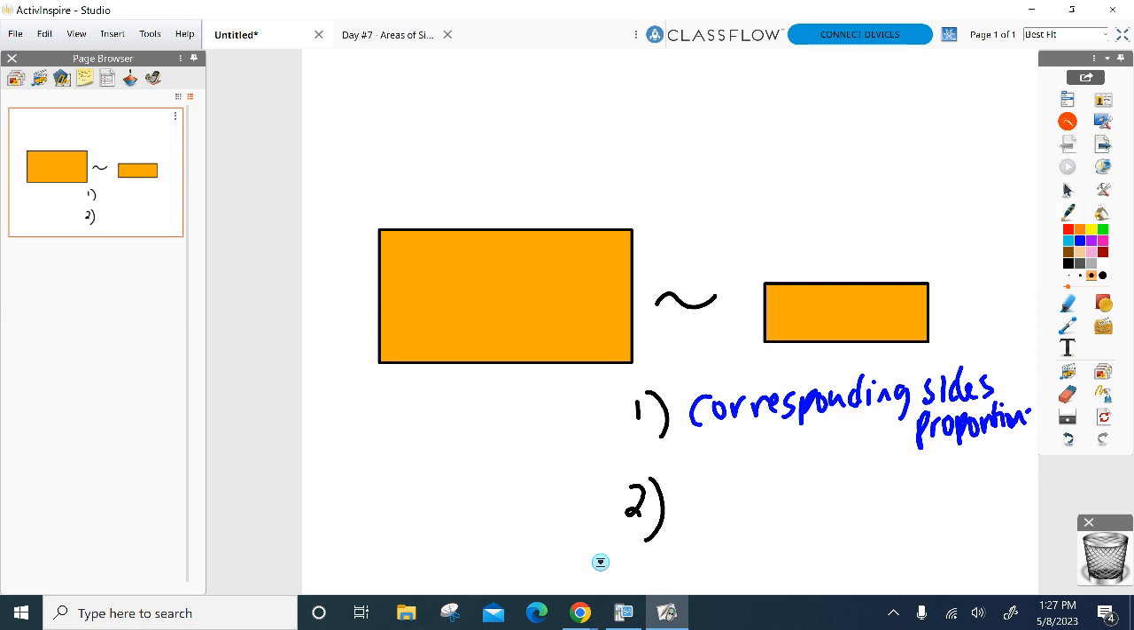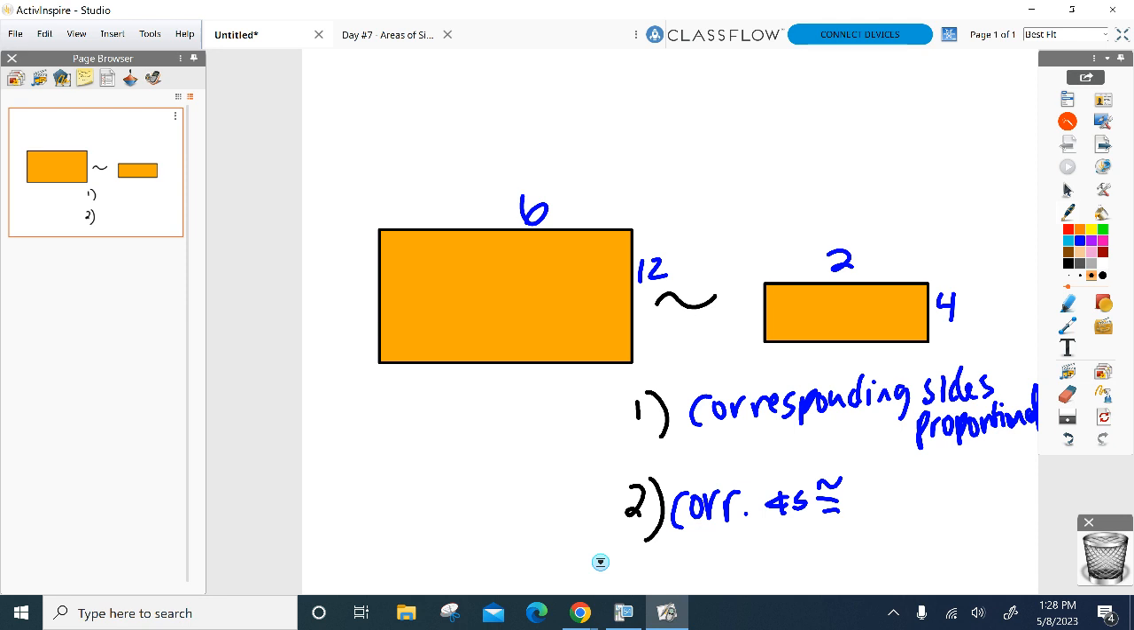Gonna run out of room. So, if that's 6, and let's say that's going to be a 2 here, that could be 12, and that could be 4. Okay? Sides are proportional. All right? And corresponding angles congruent. Yep. So I just wanted to remind you, if two figures are similar, this is what happens.